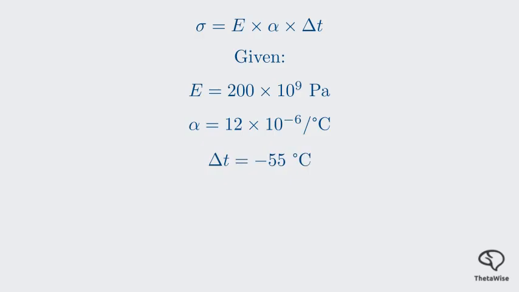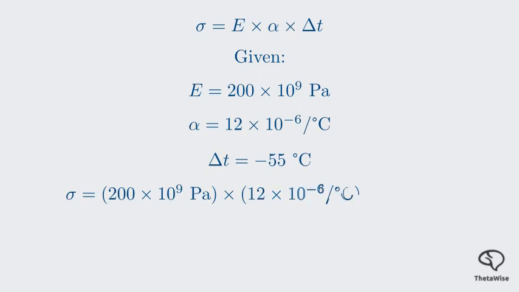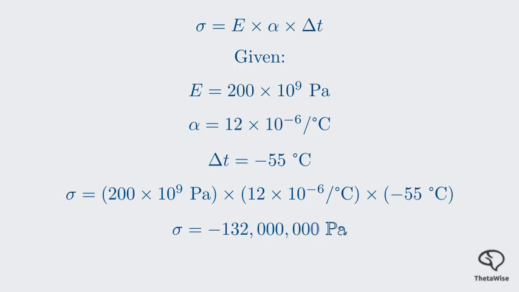Let's substitute these values into the formula. Stress sigma equals 200 times 10 to the 9th, multiplied by 12 times 10 to the negative 6, multiplied by 55. Calculating this gives us stress sigma equals 132,000 pascals. Notice the negative sign. A negative stress value in this context signifies a compressive stress. When the rod tries to shrink but is prevented by the clamps, the clamps push on the rod, compressing it. This is a compressive stress.